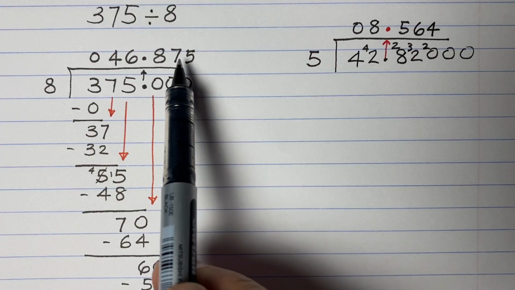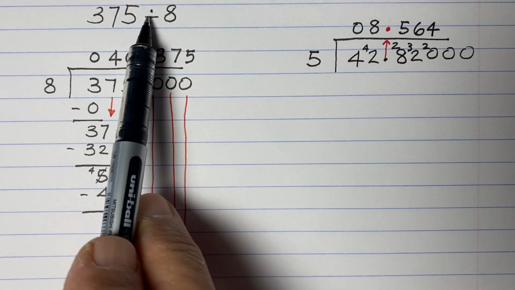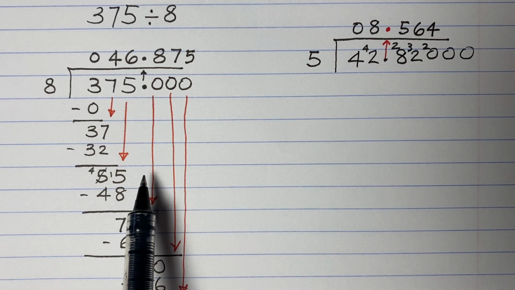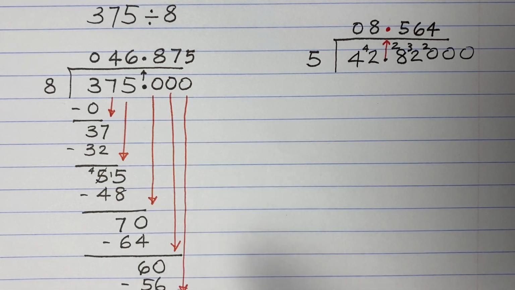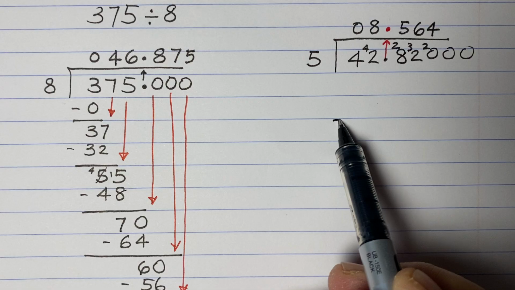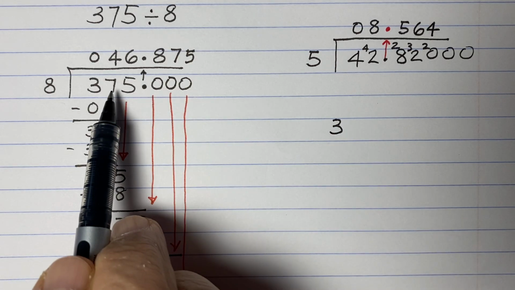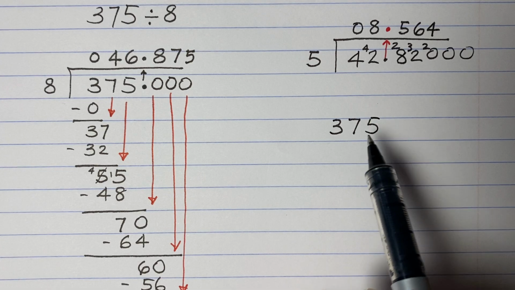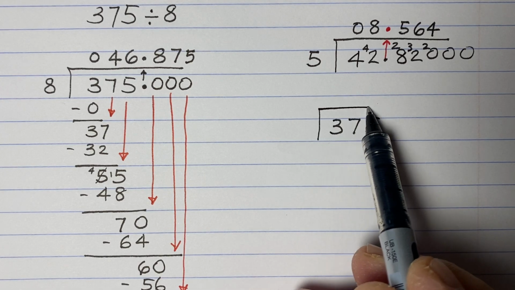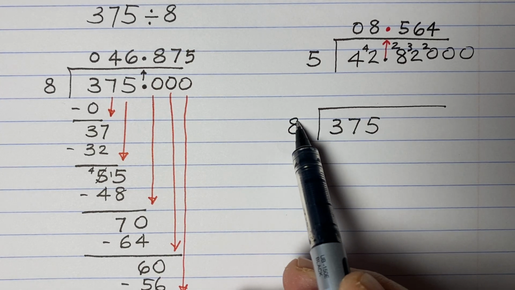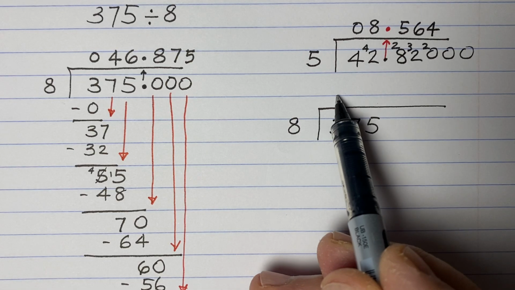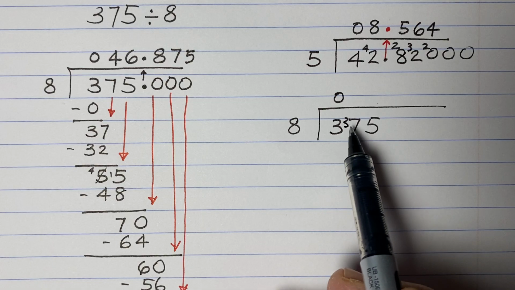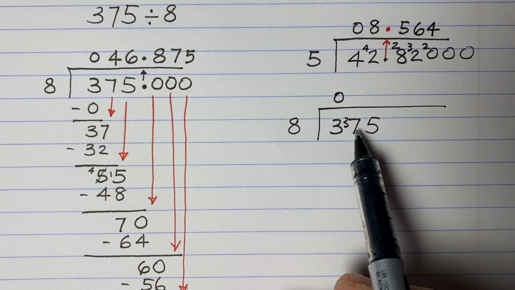I meant to also do this division going horizontally, which I didn't. I'm going to do it now. So we want to divide 375 by 8. 8 into 3 doesn't go. So that 3 will go here, so your new number is 37.